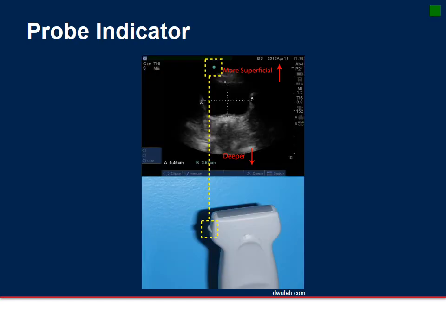We'll briefly talk about the probe indicator. I know most of you guys are familiar with this already, but every transducer has a marker, and the side of this marker corresponds to the side of the orientation dot that we see on our screen. And so this marker helps us orient the probe on the patient, and it's very important when we start talking about cardiac ultrasound.